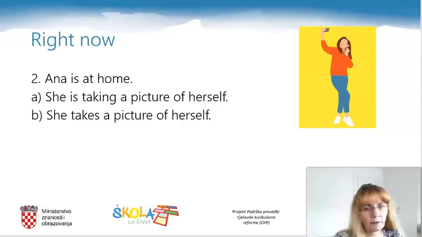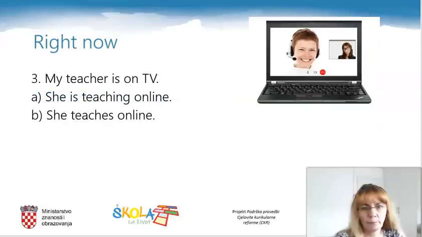And the correct sentence is right. She is taking a picture of herself. Next one. My teacher is on TV. And the correct sentence is she is teaching online.